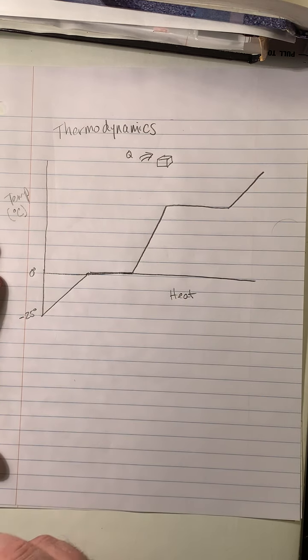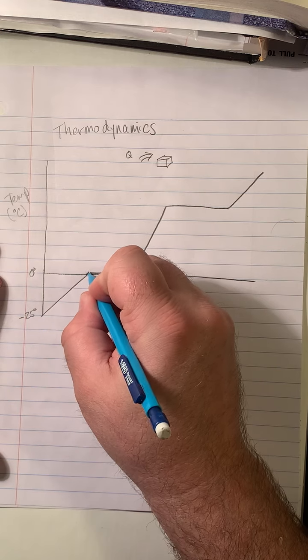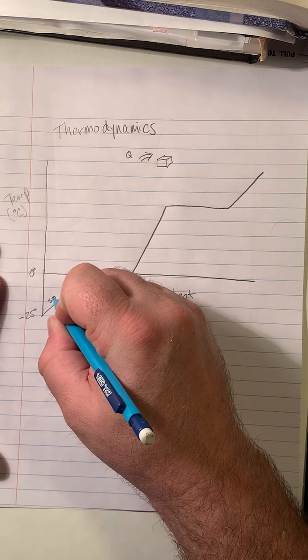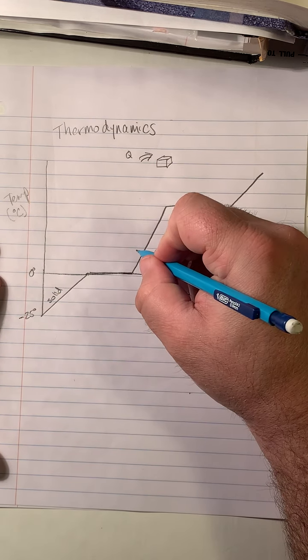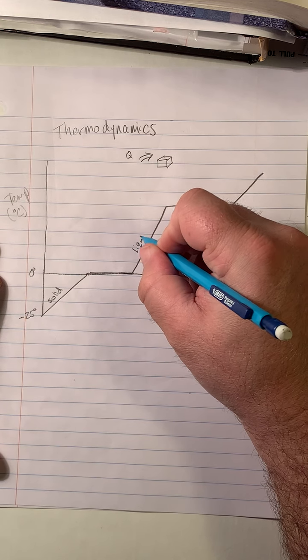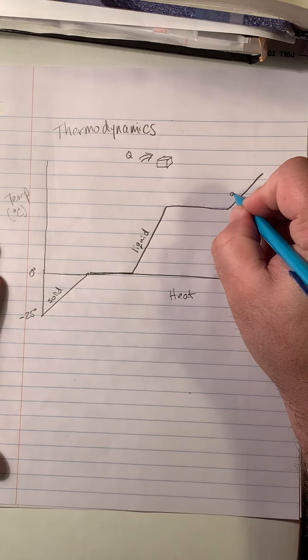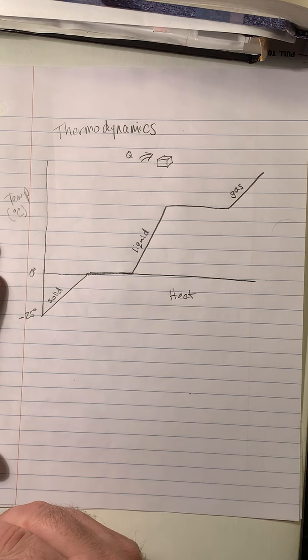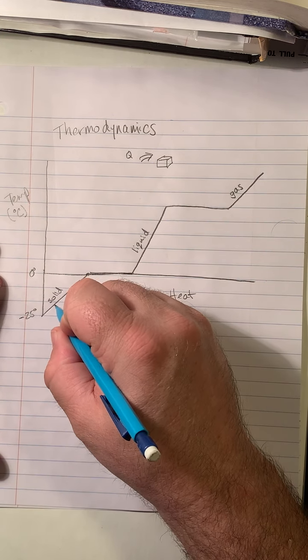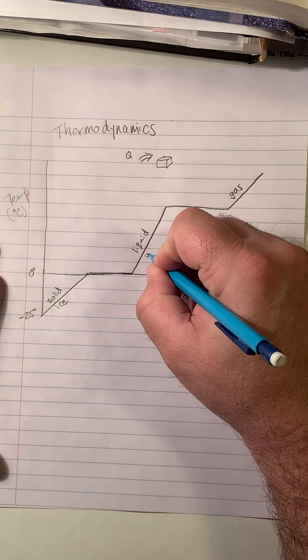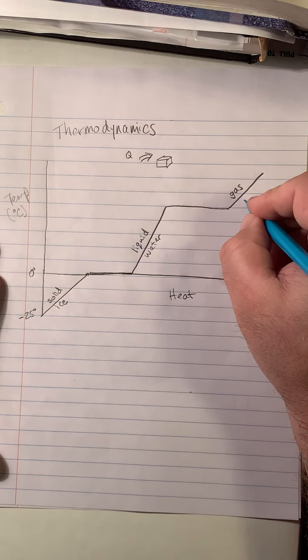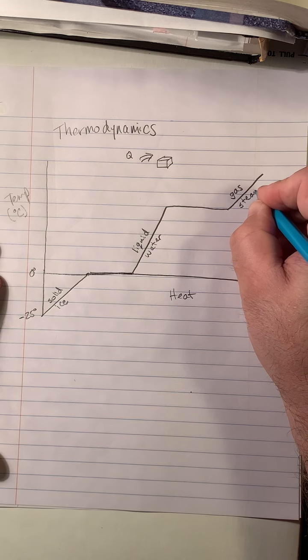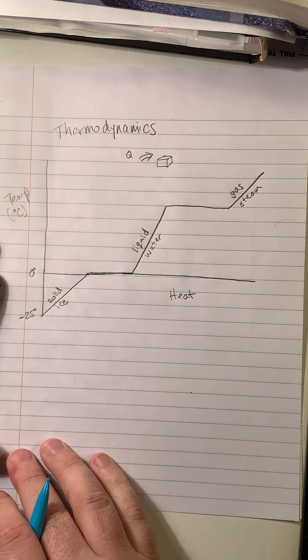Okay? And as we're looking at this, we're going to see that this is in the stage of solid. This is in the phase of liquid. And this would be in the gas form. And if we're talking about water, or H2O, this would be ice, water, and steam. All right, we all good?